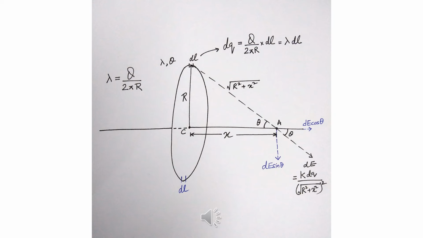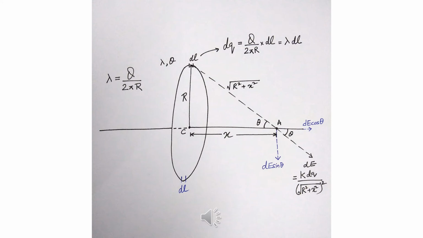Some of you might be thinking that why dE sin theta components will cancel out. If you see the diagram carefully, you will observe that if we consider any two diametrically opposite elements on the ring, then dE sin theta due to these two diametrically opposite elements will be in opposite direction and hence will cancel out each other in pair.